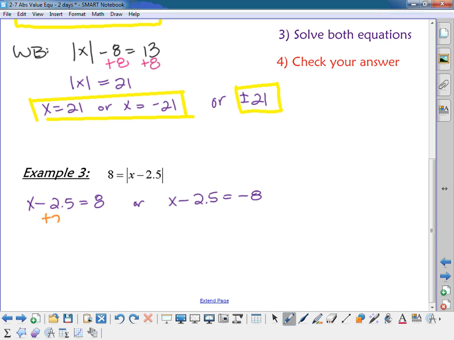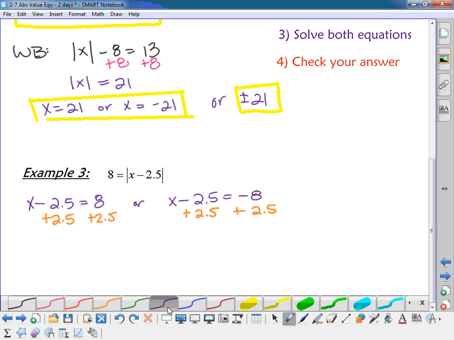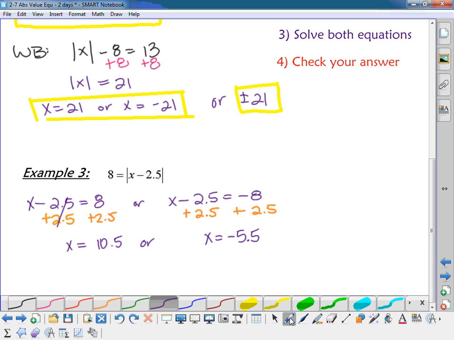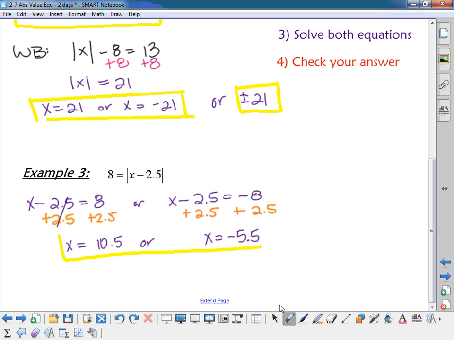I add 2.5 to both sides. And I'm going to do the same thing on the second one. And so over here, I get x is equal to 10.5. And for the other one, a negative 8 plus 2.5 is negative 5.5. So see, this time the numbers didn't come out the same, did they? So you want to be really careful about using those plus or minuses.